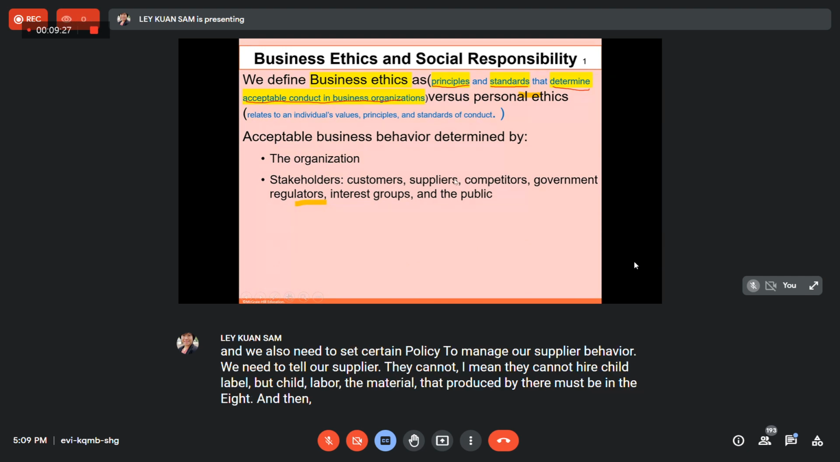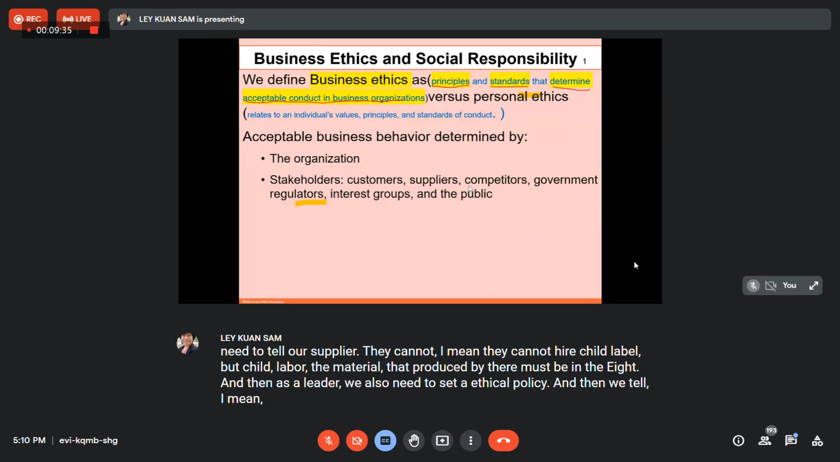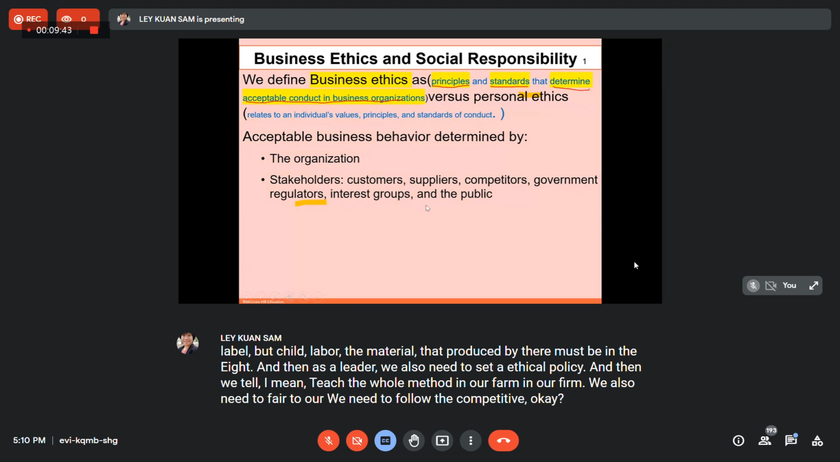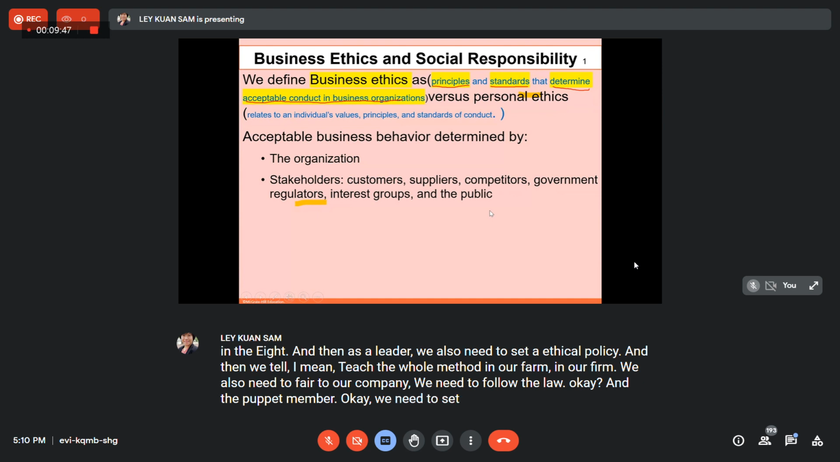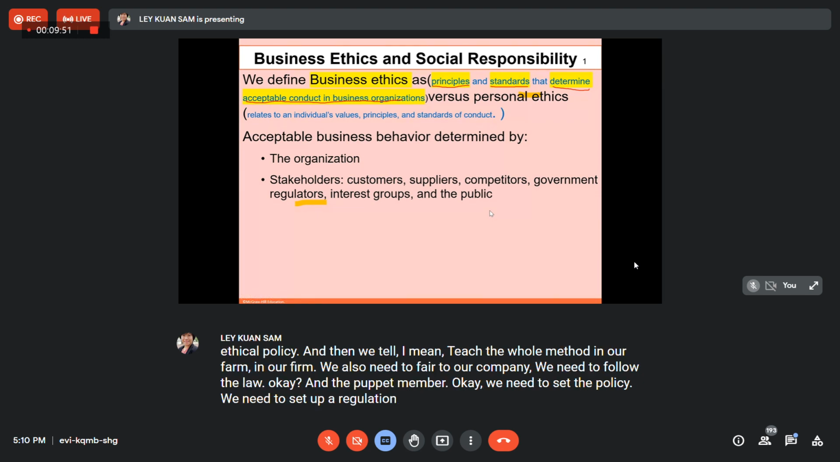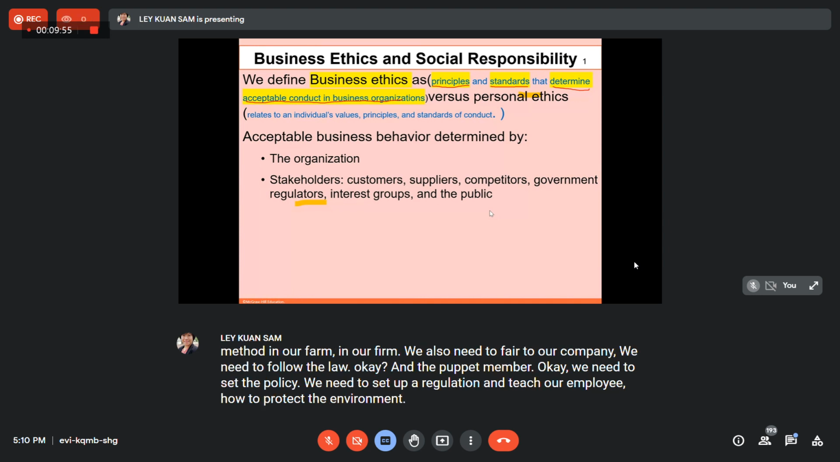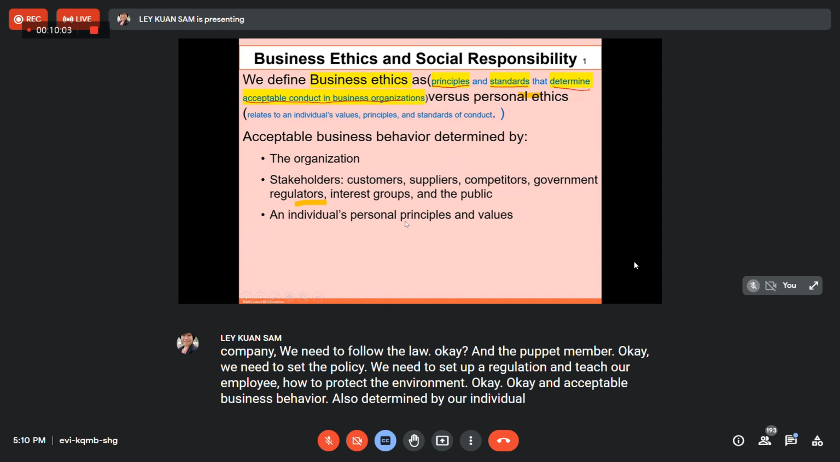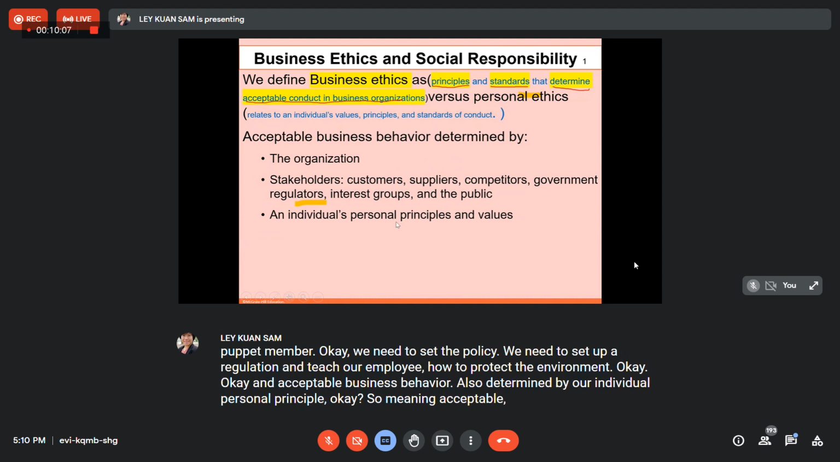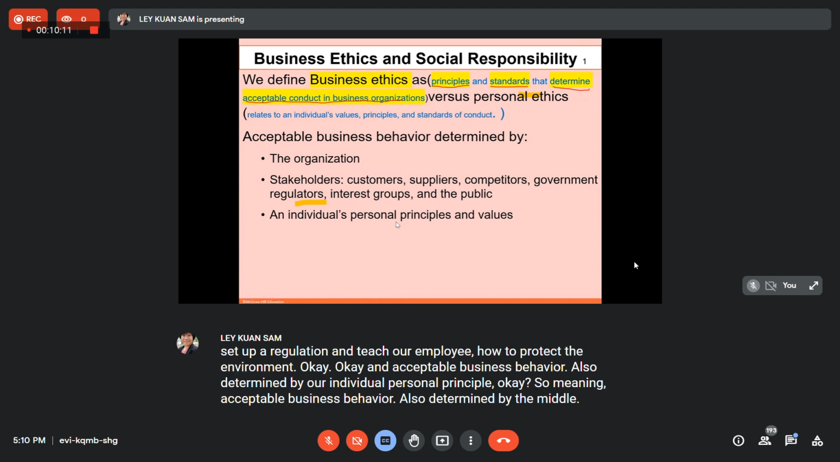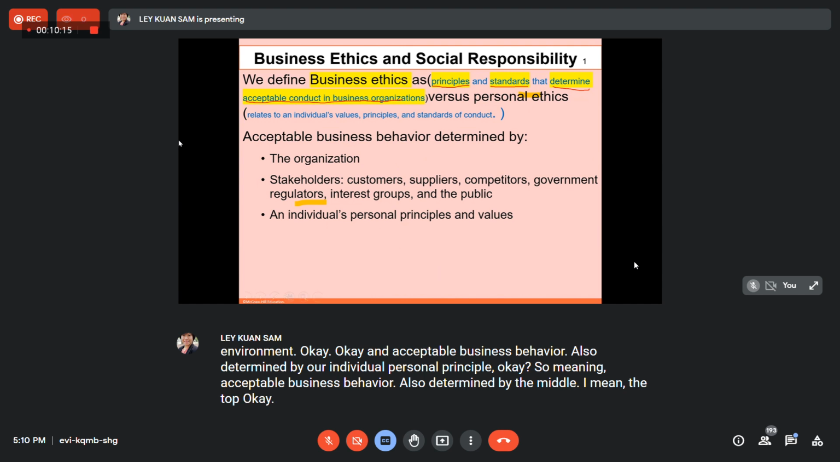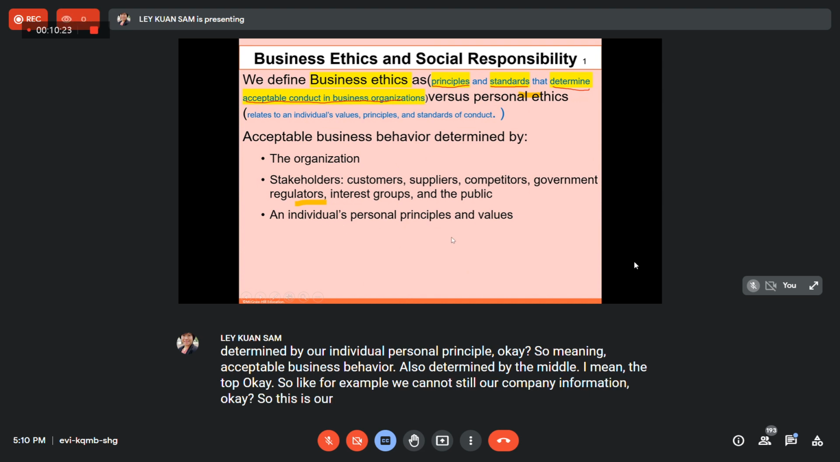And then as a leader, we also need to set an ethical policy and teach the whole member of our firm. We also need to be fair to our competitors. We need to follow the law and respect the public. We need to set a regulation and teach our employees how to protect the environment. And acceptable business behavior is also determined by our individual personal principles, meaning by the top leader. For example, we cannot steal our company information. So this is our individual personal principle and value.